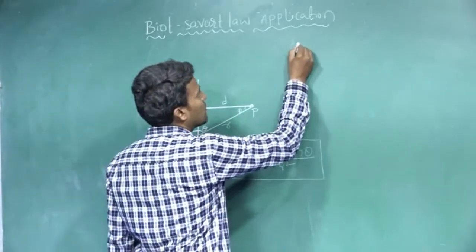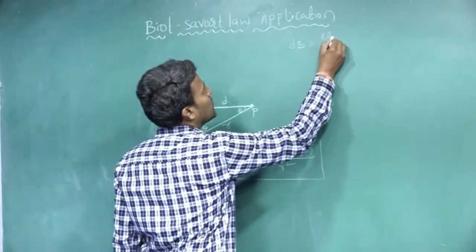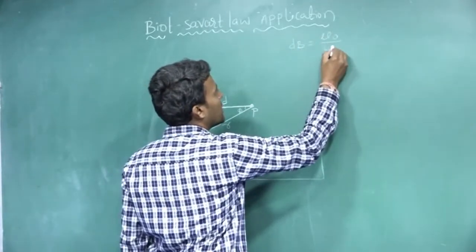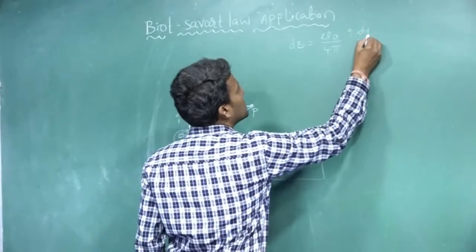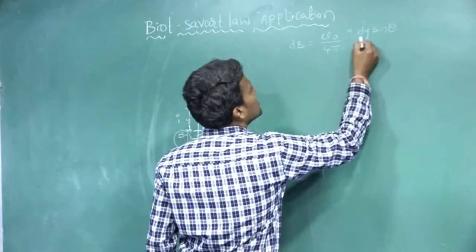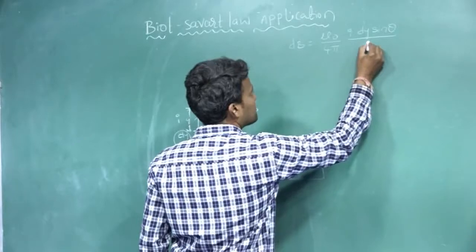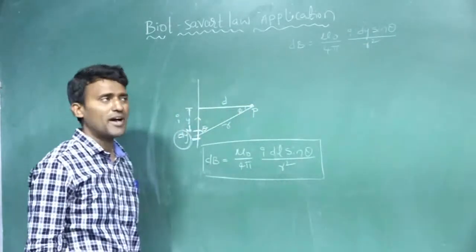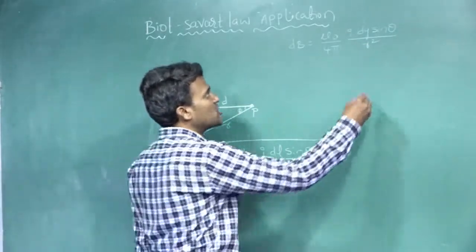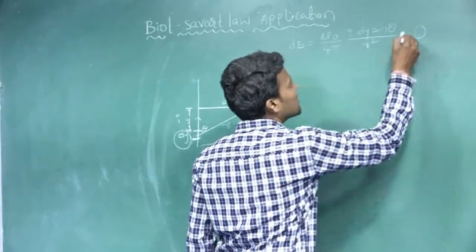dB is equal to mu naught by 4 pi, current is I, and this is dy sin theta divided by r square. Now this is equation number 1.